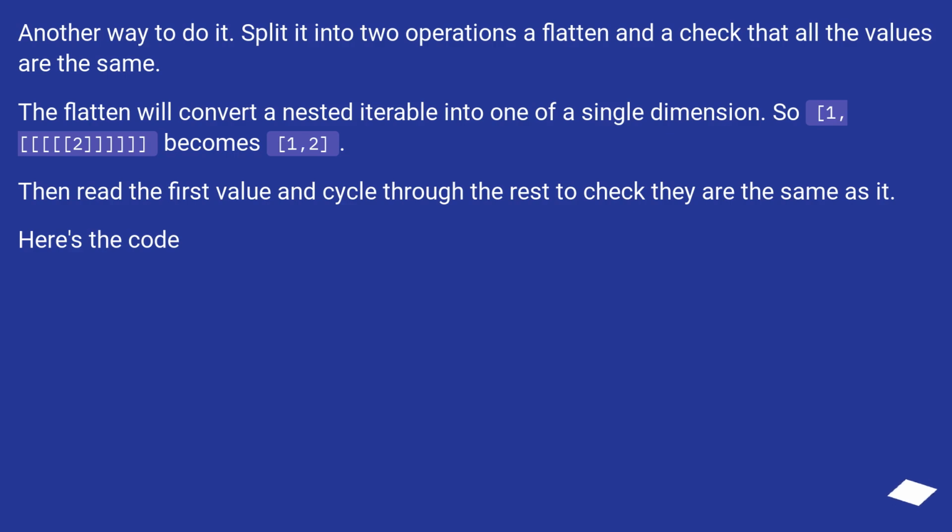Another way to do it: split it into two operations, a flatten and a check that all the values are the same. The flatten will convert a nested iterable into one of a single dimension. So, [1, [2]] becomes [1, 2]. Then read the first value and cycle through the rest to check they are the same as it. Here's the code.